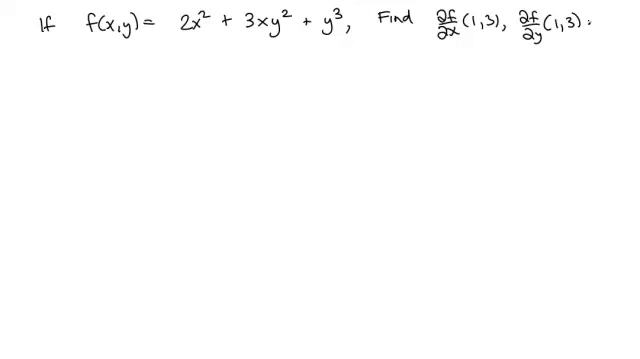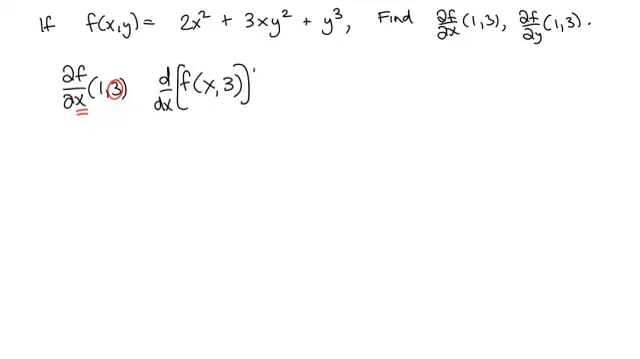So as an example, if f of x, y is the function 2x squared plus 3xy squared plus y cubed, find the partial derivative of f with respect to x at the point 1, 3, and find the partial derivative of f with respect to y at the point 1, 3. So if I wanted to work out the partial derivative of f with respect to x at the point 1, 3, remember that this is just shorthand notation. It's saying we're going to treat x as the variable, so I want to think of y as a constant. So I'm going to take my function f, keep the variable x, but plug y equals 3 in. And then I'll take the derivative of it, and I'll plug in x equals 1. And that's what this symbol means right here.